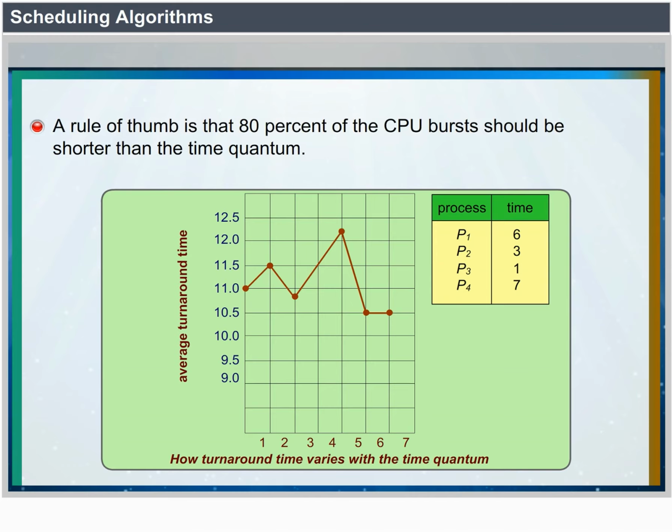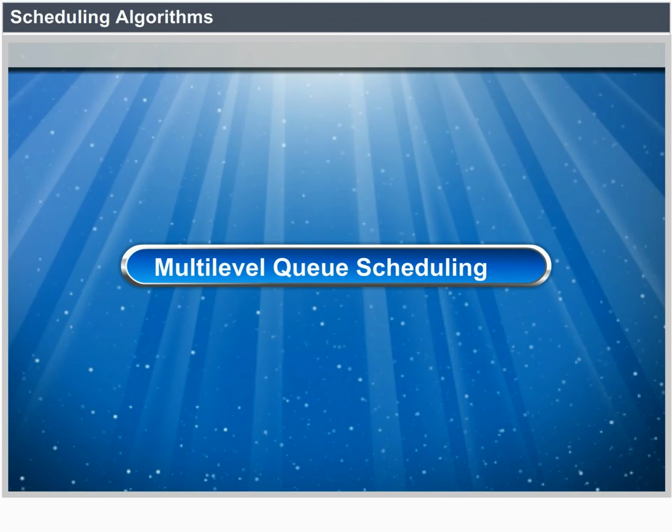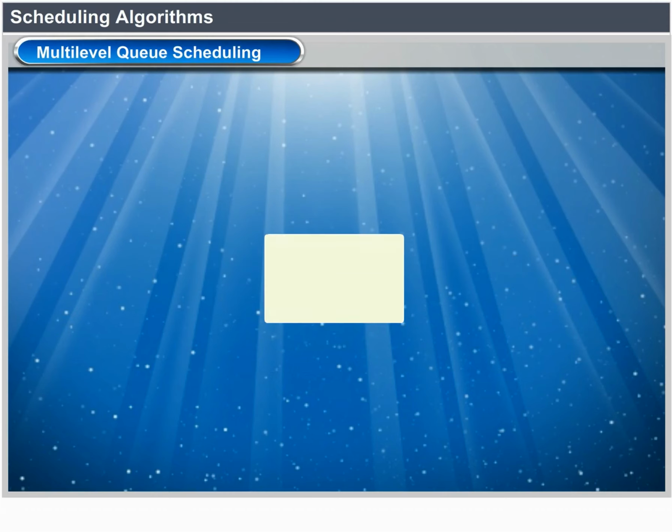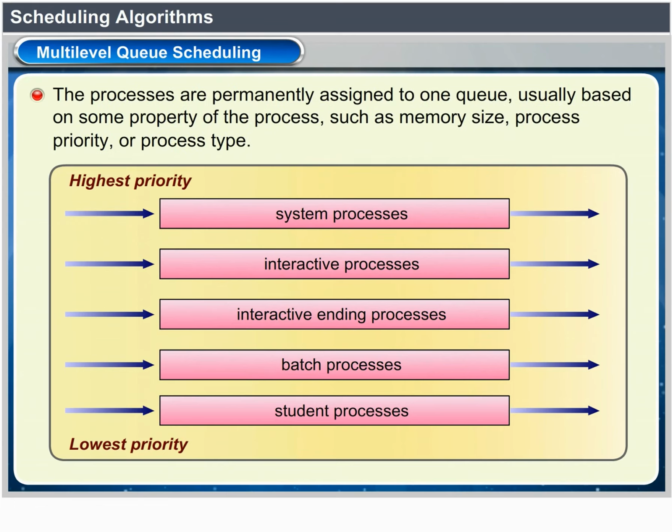Multi-level queue scheduling. A multi-level queue scheduling algorithm partitions the ready queue into several separate queues. See the diagram below. The processes are permanently assigned to one queue, generally based on some property of the process such as memory size, process priority, or process type. Each queue has its own scheduling algorithm.